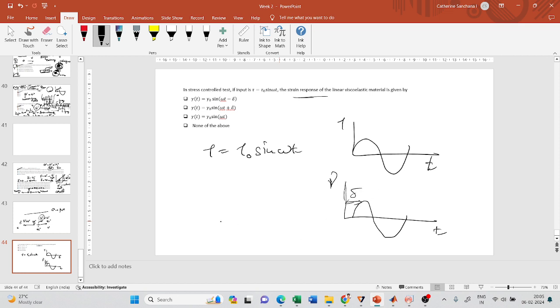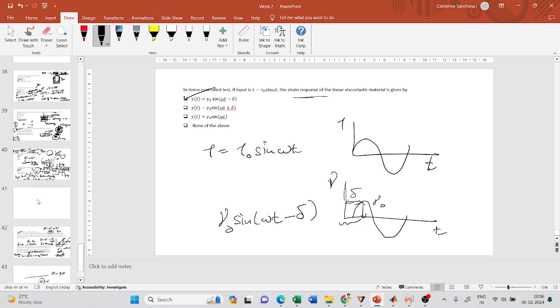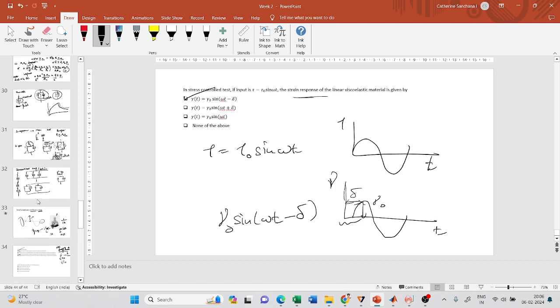So this will be nothing but gamma naught, the amplitude of this wave, sine omega t minus delta. Why? Because it is a lag. Okay, so the answer to this will be this. Now one more question, last question.